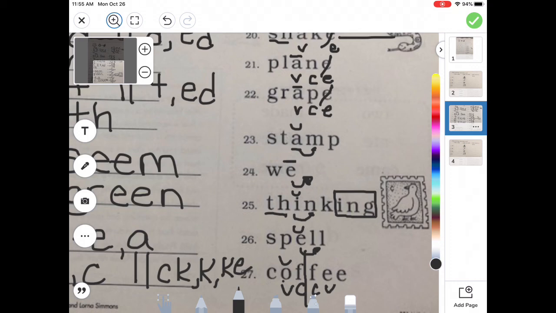and then I've got F, but then what do I know about EE? That's right, it's a vowel digraph, so I'm going to underline it. I'm going to make the one E long, and I'm going to cross out the other. So E. So coffee. Coffee. So which one of those words matches the picture? Stamp, we, thanking, spell, and coffee. That's right, it's the stamp.